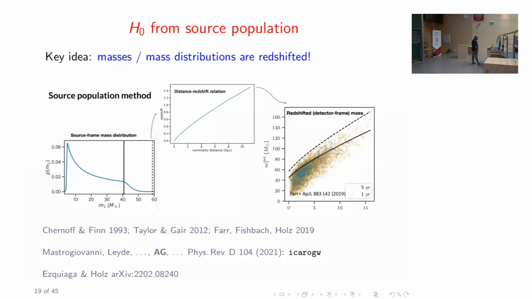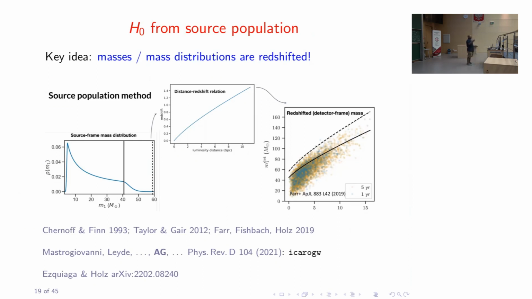The answer is yes, we can. And one way to do it would, of course, be to use the mass distributions and see whether we have an expected mass distribution which changes with redshift.